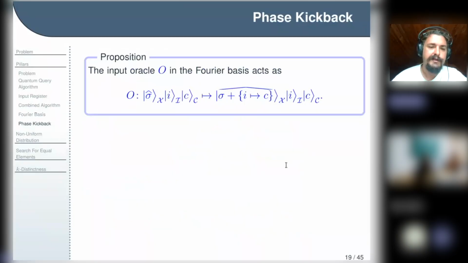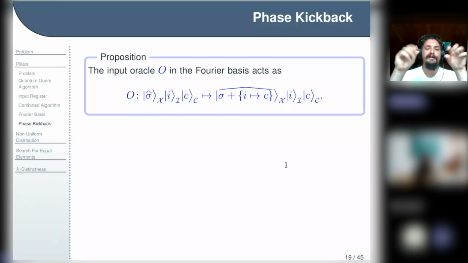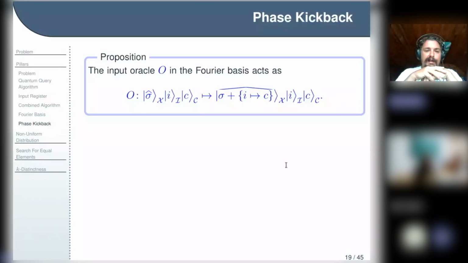This allows me to give this important idea, which I think is the first time I saw it in Zhandry's paper: the phase kickback idea. Of course, phase kickback is older than this, but this particular formulation I saw in Zhandry's paper. This is how the input oracle works. If you write the input string in the Fourier basis, then it has a very nice form.